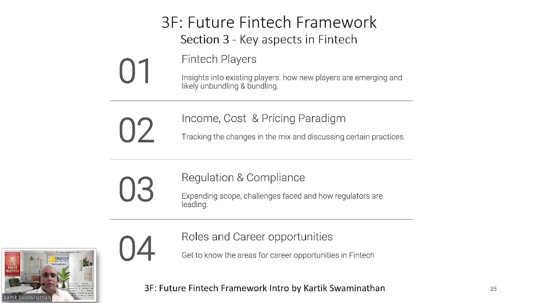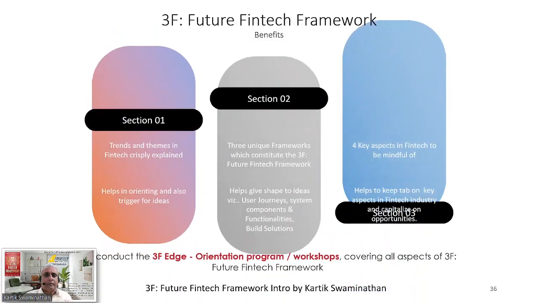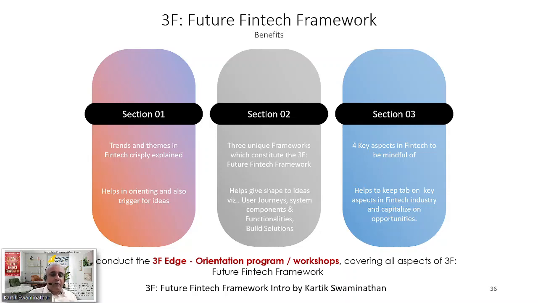So as mentioned, as part of section 3, key aspects in the fintech space, we cover fintech players, income, cost and pricing paradigms, regulations and compliance, and roles and career opportunities. So this is just a quick overview. I probably took you through 3 sections, 3 frameworks, 4 key aspects, right? So I've condensed them in this particular slide so that you get better clarity.